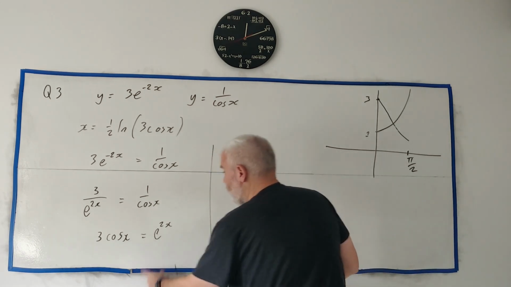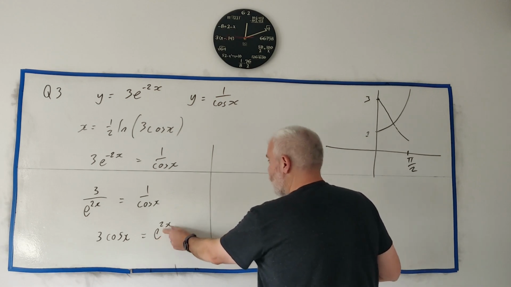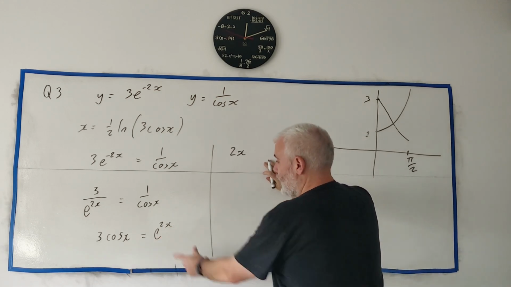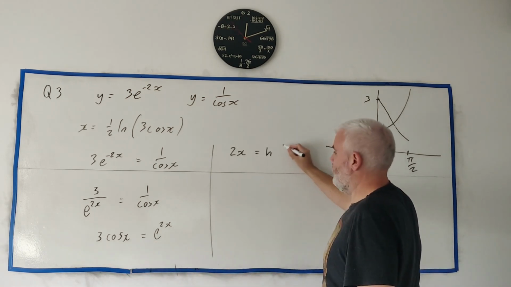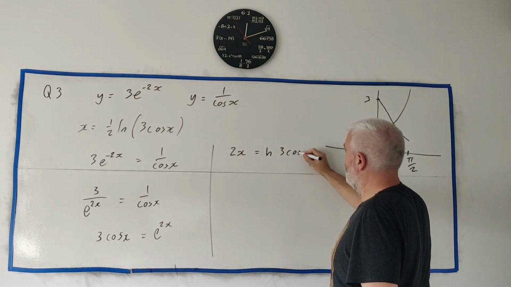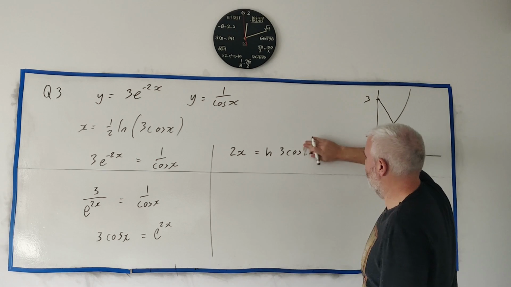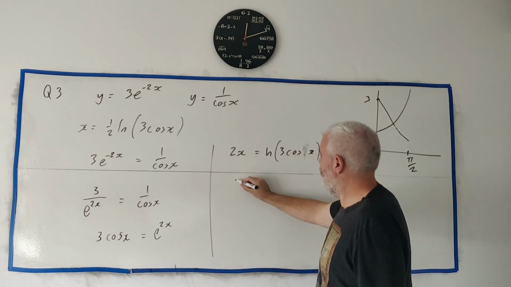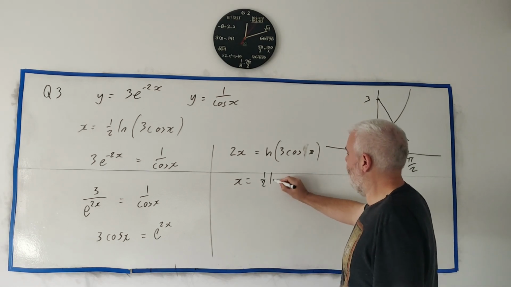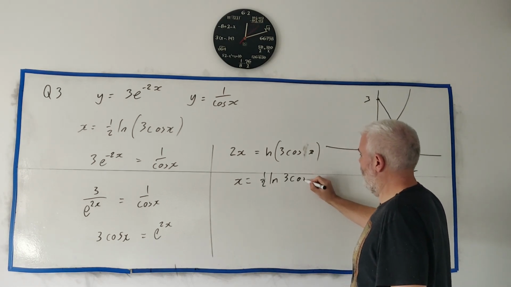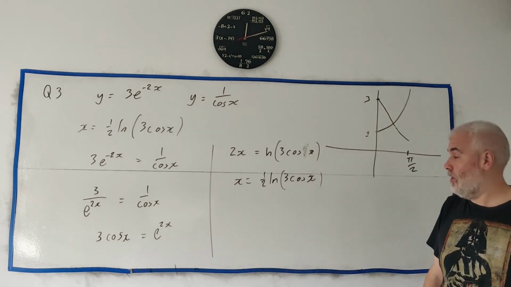Now we can just take the natural log of both sides. Let me write this side first. Natural log of e to the 2x is just 2x. Natural log destroys the e. And natural log of this side is natural log 3 cosine x, sorry, I don't know where 2 came from. And 2x over here. X then is equal to a half natural log 3 cosine x, just like they asked for. That's your full marks for part B.